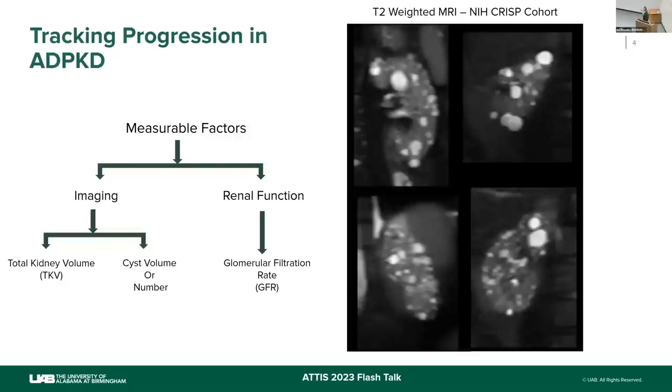Now, the NIH has decided to fund a longitudinal study between 4 different institutions to gather as much information, as many biomarkers as possible, to begin to understand how to track ADPKD progression so that we can start coming up with clinical solutions for ADPKD. So in this, we found some measurable factors such as renal function, GFR. My focus in this CRISP cohort by the NIH is looking at the imaging.